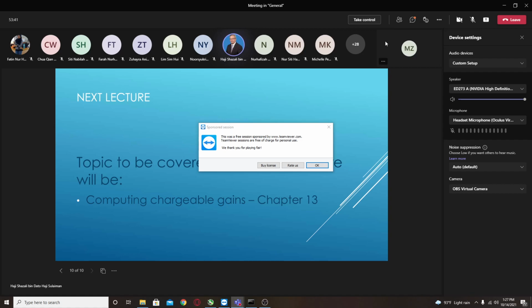What I might do, I'll try and see, because in terms of the syllabus, I actually have 6 chapters to go. But what I may do is for chapter 13, computing chargeable gains, I might also do it together with chargeable gains for companies, so that you can see the difference. I'll just do 2 in 1 because the principles are the same.